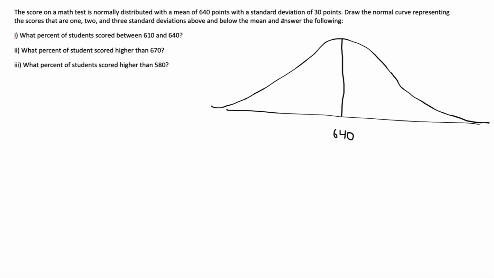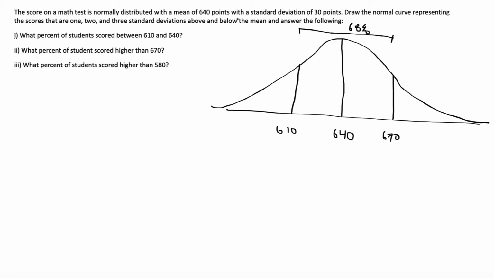Now, when it says that the standard deviation is 30 points, that means when we go up one standard deviation, if we add 30 to the score, we get 670. And if you go one standard deviation below, it is going to be 610. Now, what we know about being one standard deviation away is that this middle part here is 68% of all data values. So that means that 68% of the students scored between 610 and 670. That's the application we can use from the standard deviation.